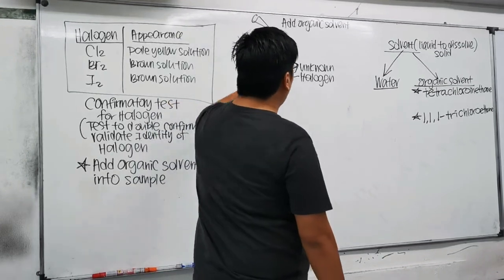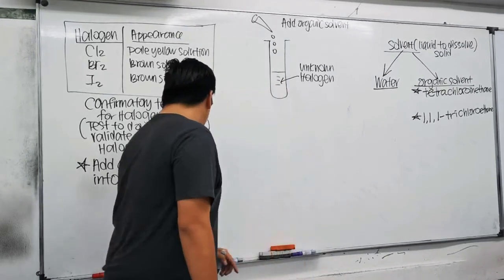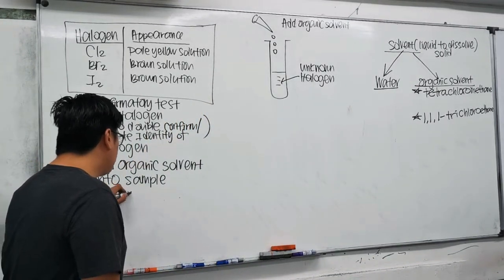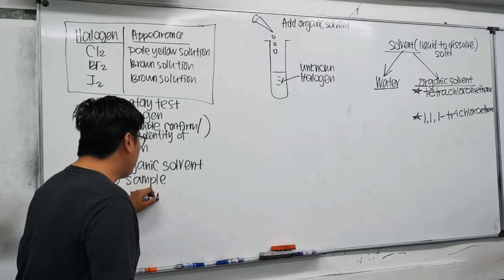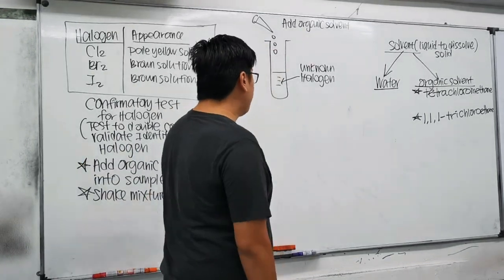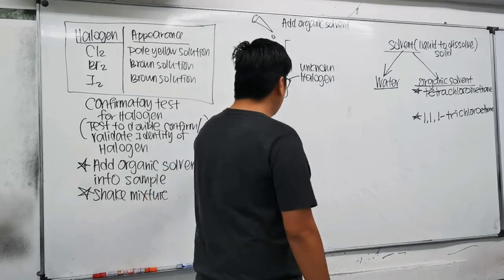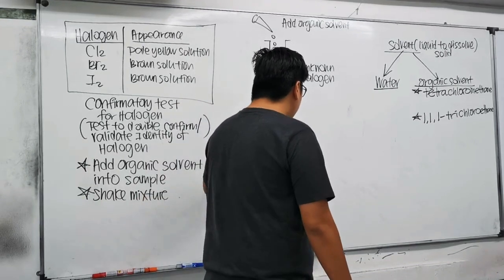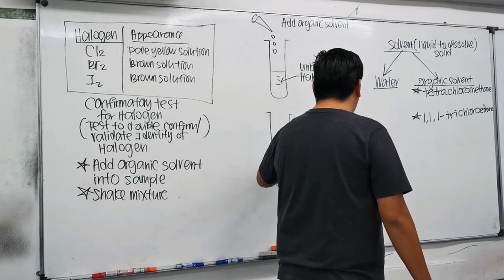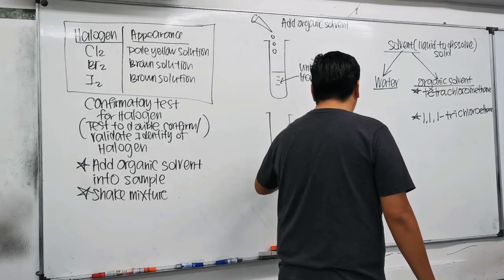When you add in organic solvent to this mixture, what should you do? You just need to shake the whole mixture. After you add your substance, you shake the whole thing. Upon shaking, you will see that at the end of the day there are a total of 2 layers formed. You have 2 layers up there.